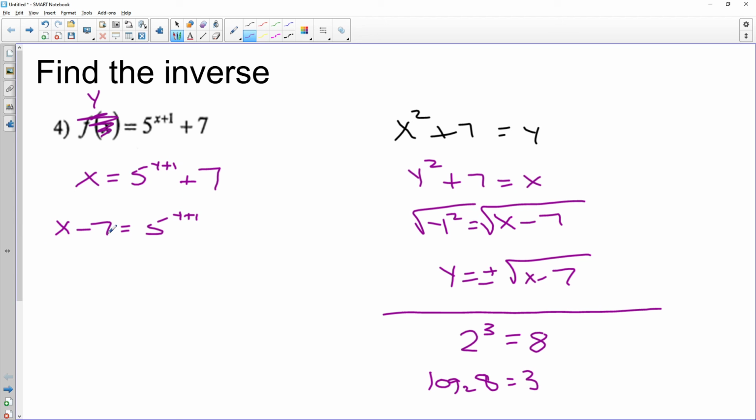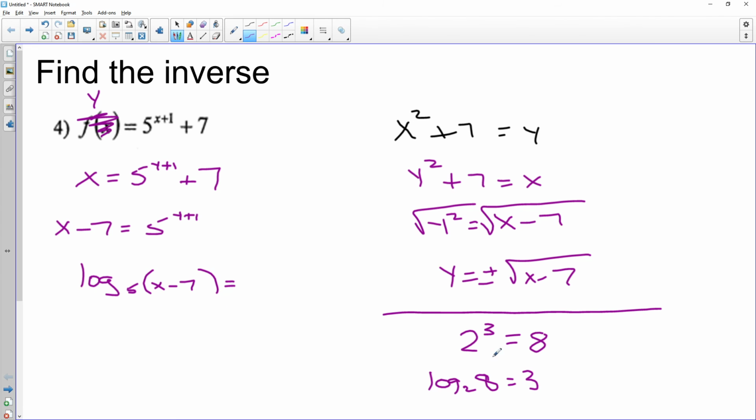So if I do that with this problem, I'm going to do the same thing. I'm going to say log, okay? And the base is 5. The answer to this, kind of like the 8 over here, is this x minus 7, so it's log base 5, and I'm going to put parentheses just to make it clear that all of this is the answer, not just the x.